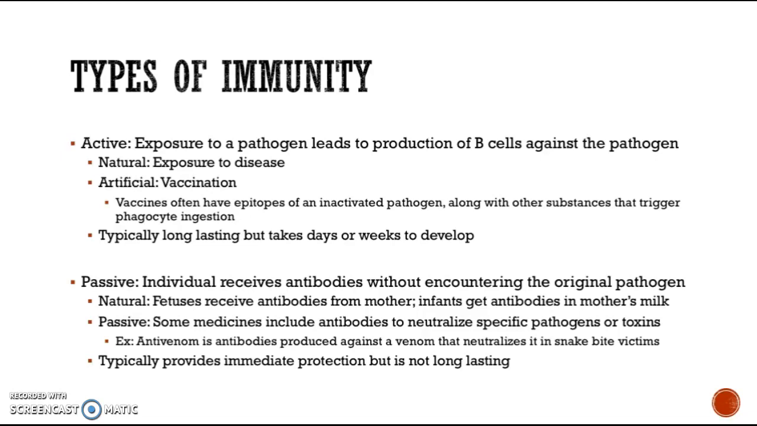And this can be natural, for example, exposure to a disease. Once you get a flu virus, if that's the same strain that's going around, then you're not going to get it again. Or it can be artificial, such as in vaccinations. The idea behind a vaccination is that you give individuals pieces of the virus or pieces of the bacterial infection, and that causes an immune response.